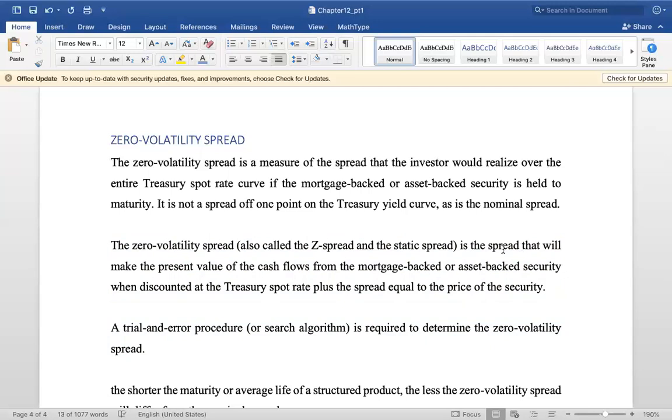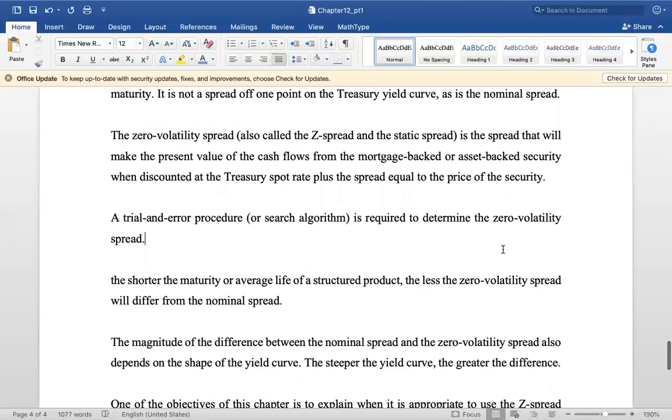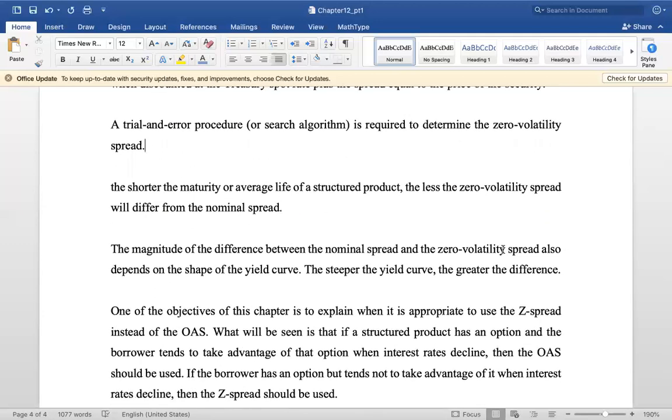So we will start with some spot rate curve, value the security, and see if its price is equal to the market price or not. If the calculated price is higher than the market price, we need to increase the spread. And if the calculated price is lower than the market price, we may need to decrease the spread, and we carry on until we get the value equal to the market price.